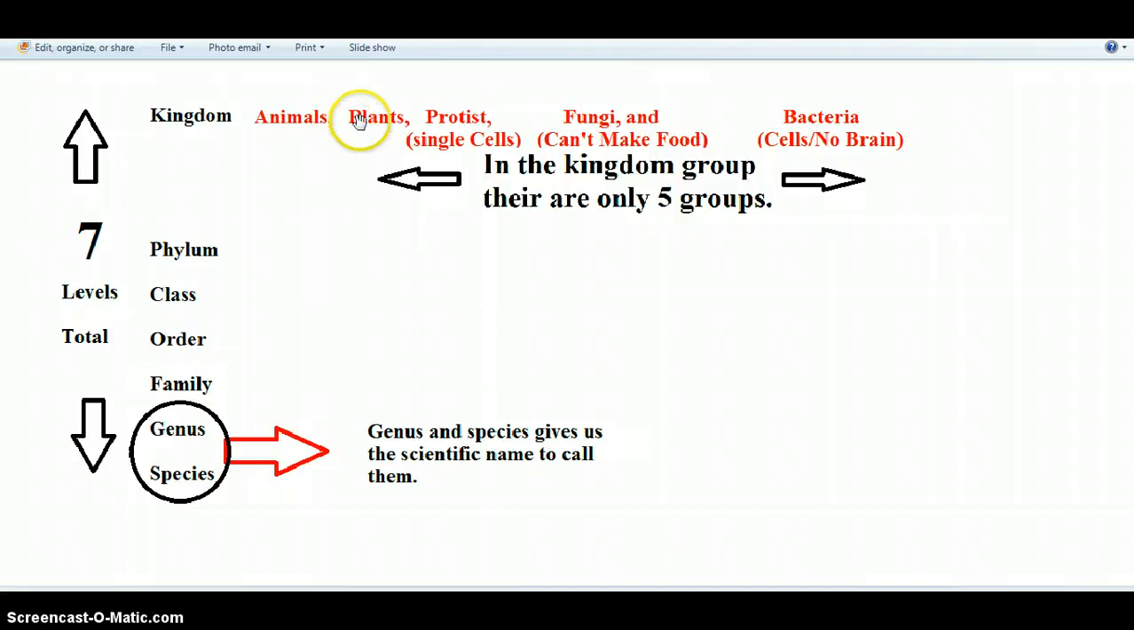Take a look at plants, for example. If we're looking at something and it's a plant, the next question down here for phylum, it's not vertebrate or invertebrate, because that wouldn't make any sense. The next question would be are you vascular? Or are you non-vascular, which means does this plant have veins for vascular, or does it have no veins for non-vascular?